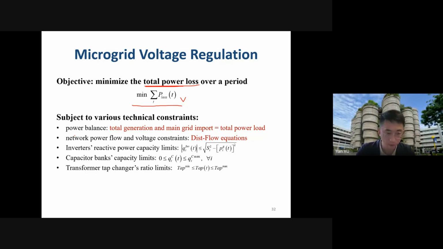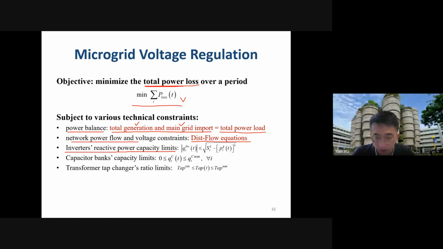Then in terms of the constraints, we have a power balance. Once again, similar to the original operation problem, the total demand equals the total distributed generation plus the total power import from the main grid. And for the network power flow model, we use the linearized distribution flow equations. And for the constraints for inverters, we need to be careful.